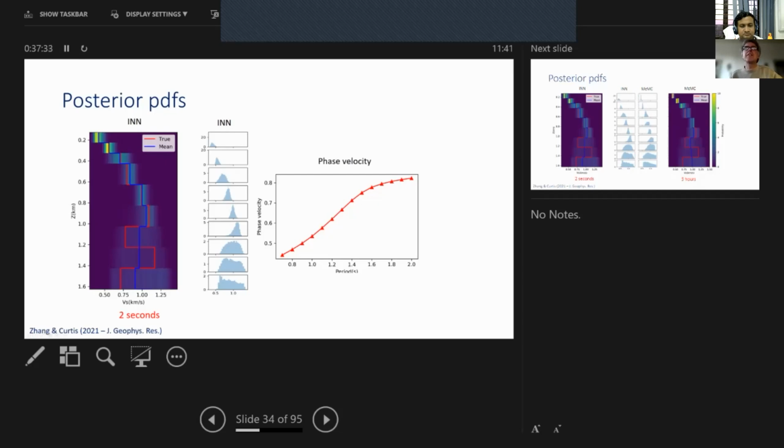Now, the nice thing about this neural network is it took that input curve, and we could run it 1,000 times to get these distributions of properties in the Earth in just 2 seconds. So it was very, very fast after training the network. Now, we don't know if this is the right solution yet.